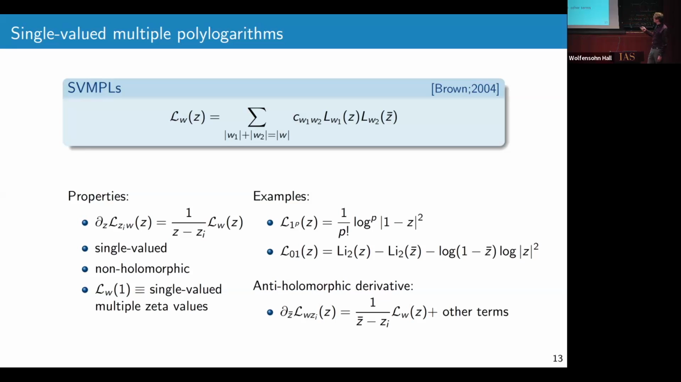The examples, when you have ones, we get again the power of log, but now with an absolute value in the argument. And the other example is the single-valued version of the dilogarithm. Note that this is not symmetric in Z and Z bar, and correspondingly, the anti-holomorphic derivative is a bit more complicated. There's also always one term where you remove the rightmost label and get a pole, but there are also some other terms. Okay, now we are ready to make our ansatz.